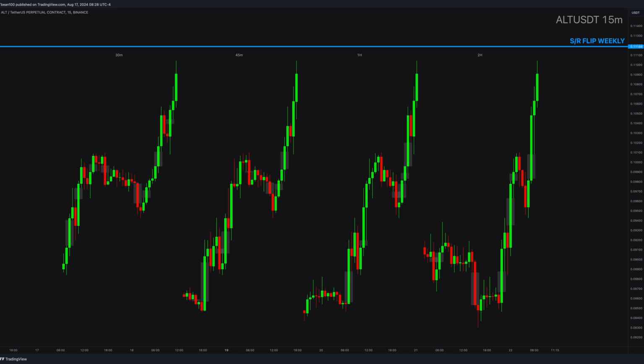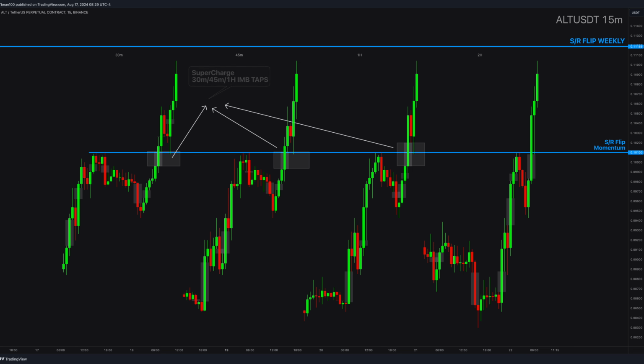Come on, what do you see? Tell me. Do you notice this inner SR momentum flip? It is almost visible with every single time frame here. And notice what we have here. Yes, our supercharged triple imbalance tap.